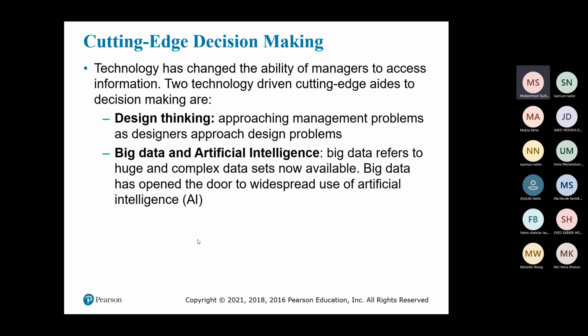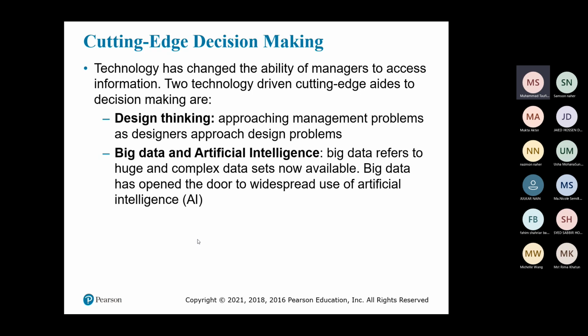Nowadays we use lots of technology. Technology has changed the ability of managers to access information. In this current era, we can use state of the art technology to help us improve the decision making process. There are two technologies that have been used to improve the decision making process.